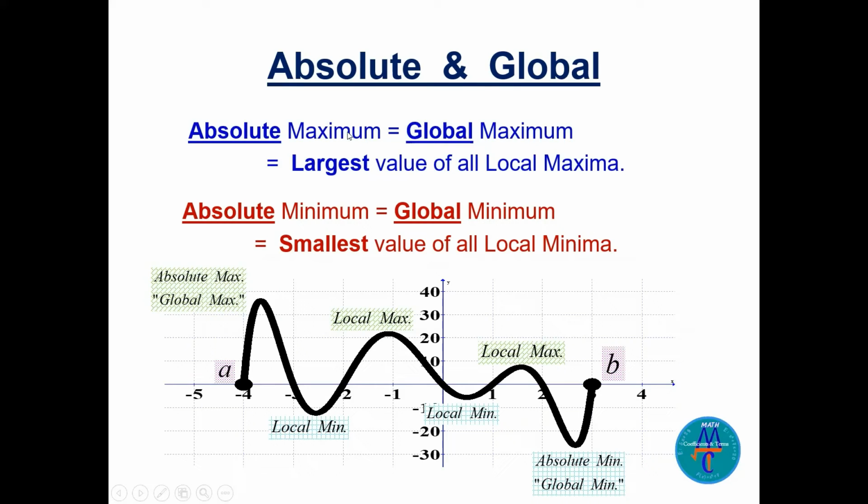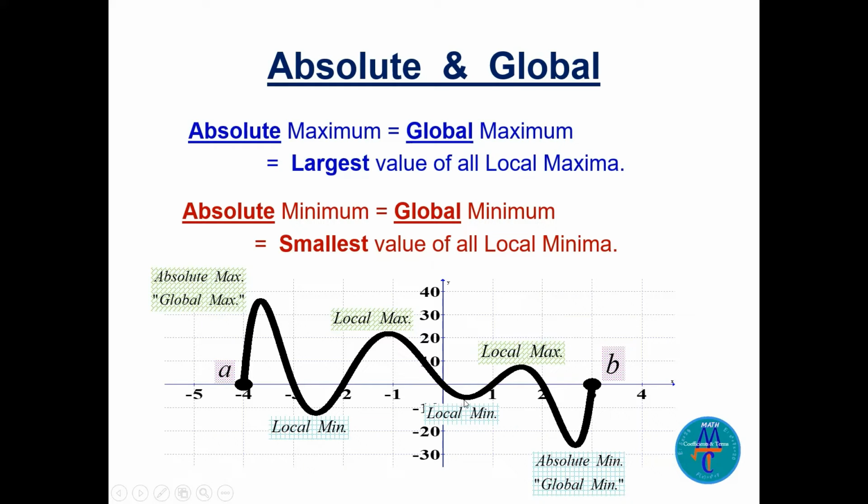Absolute maximum, the same meaning as global maximum, which is the largest value of all local maxima. Absolute minimum, the global minimum, the same meaning, the smallest value of all local minima. So if we have a graph like this, this is the highest, the largest. So this is the absolute max. We say global max. And this is the absolute min or global min. This is the smallest in all the minima.